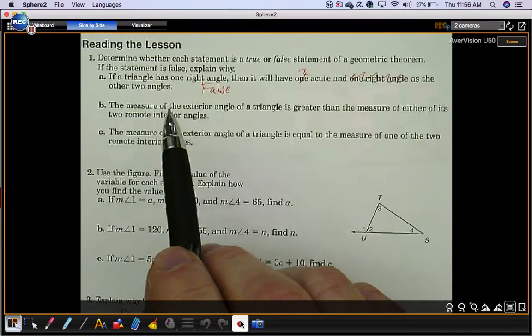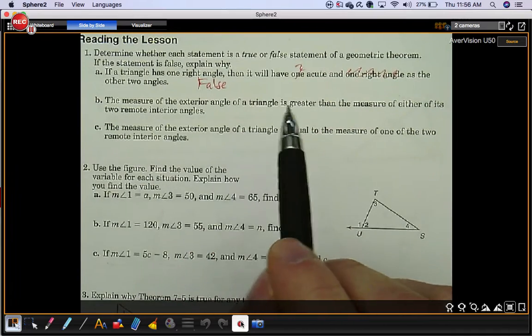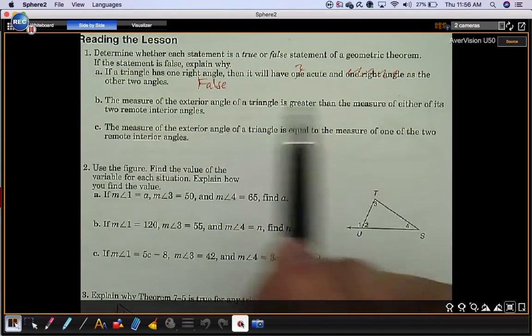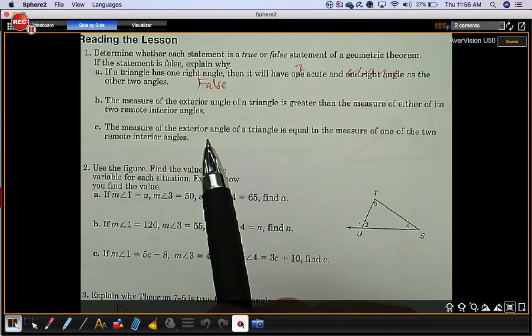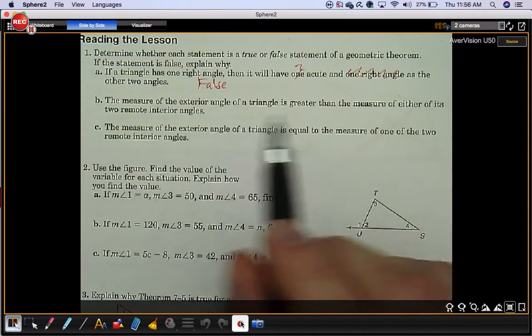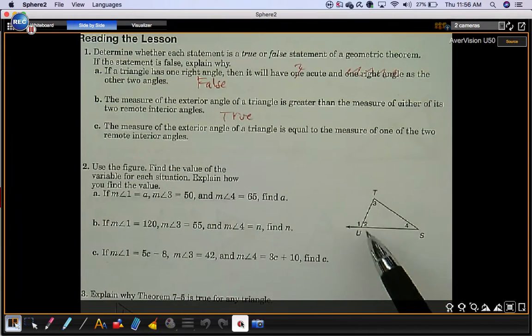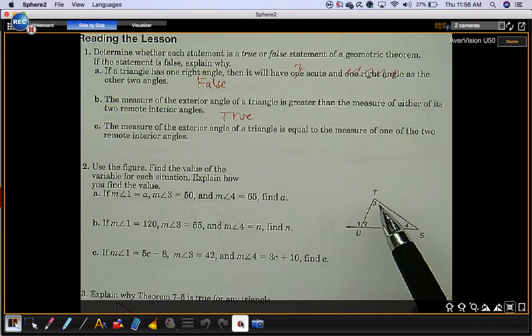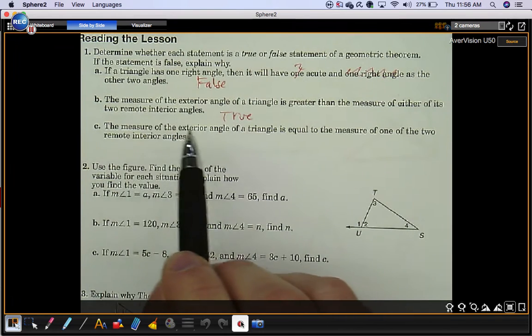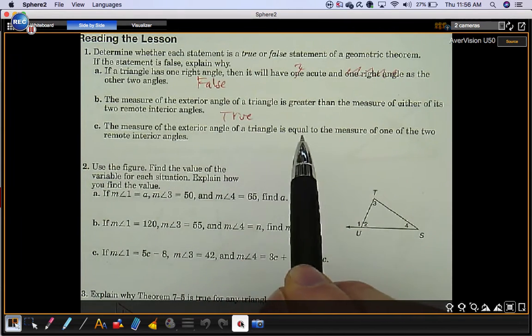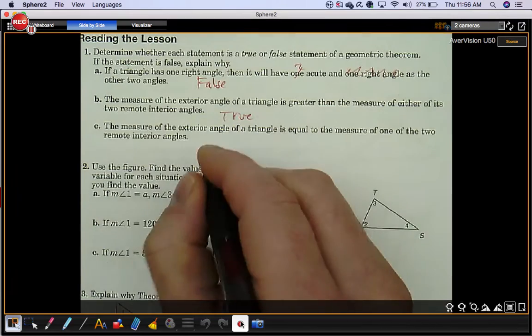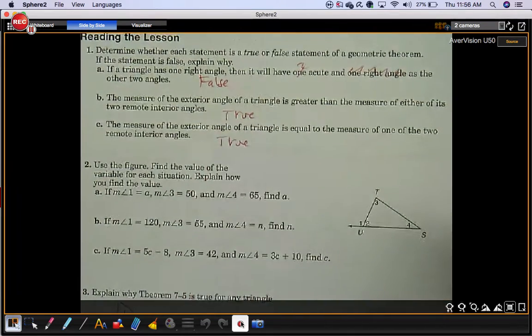Part B, the measure of the exterior angle of a triangle is greater than the measure of either of its two remote interior angles. That's true. Here's an exterior angle. It's going to equal the two remote interiors added together, so it's definitely bigger than either of them by itself. The measure of the exterior angle of a triangle is equal to the measure of the two remote interior angles. That's true.